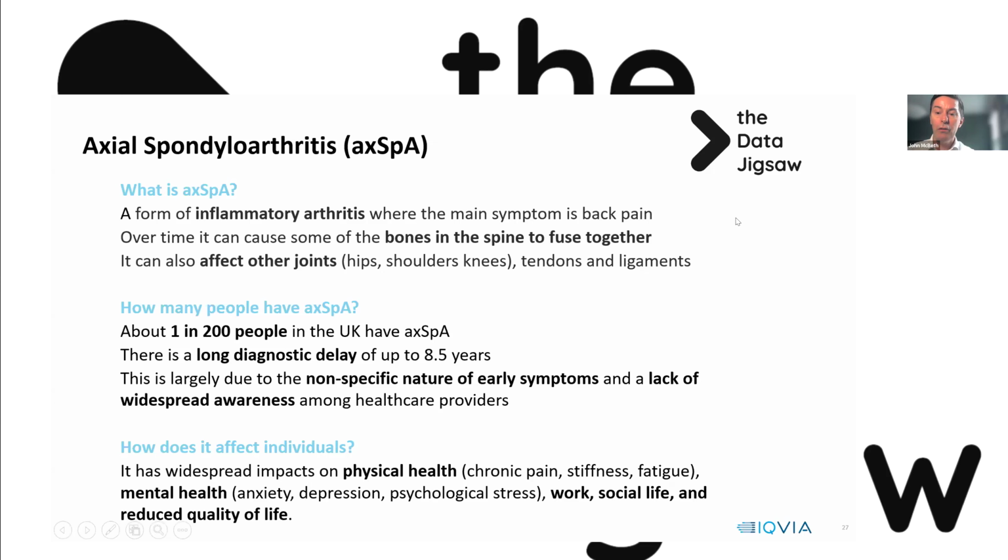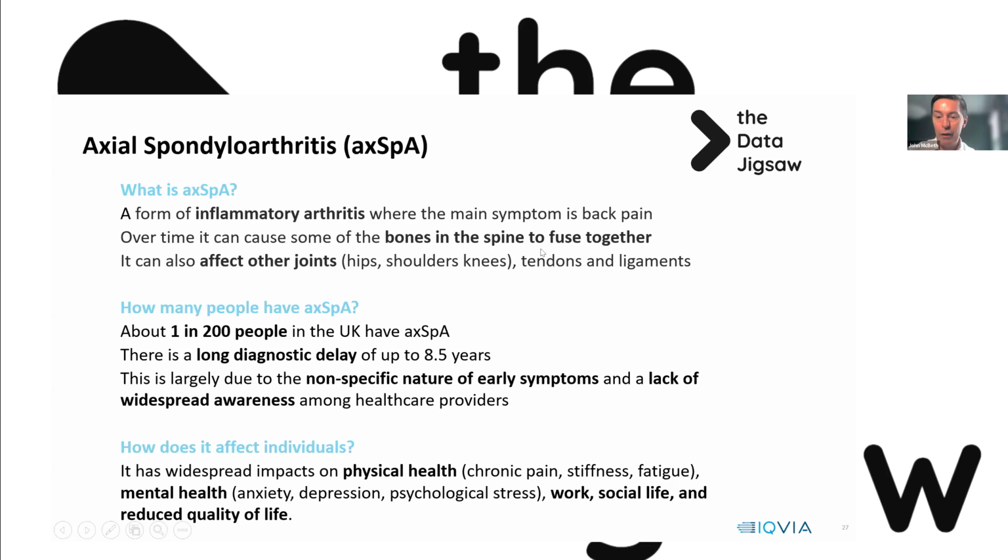We estimate about 1 in 200 people in the UK actually have the condition, but those numbers are a little bit unclear, because we know that there's a long diagnostic delay from first symptom presentation, usually in primary care, up to receiving a diagnosis of axial spondyloarthritis. On average, that delay can be up to just under 9 years. The delay is largely due to the non-specific nature of those early symptoms. So lots of people may present with back pain, and the majority of back pain will be non-specific. So it's hard to pick up amongst all of those presenting with back pain, those who may have axial spondyloarthritis.